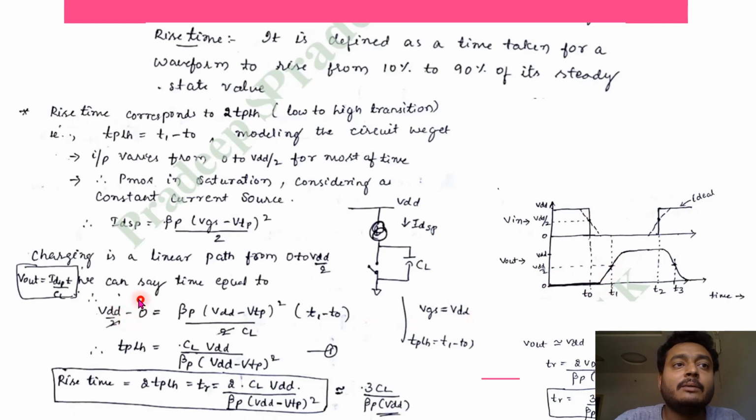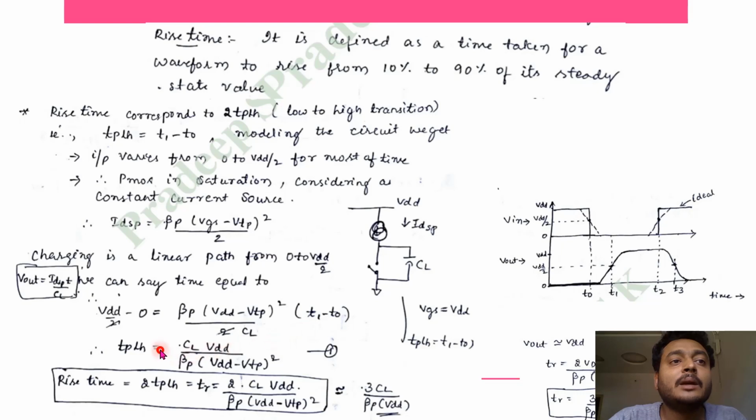That means we can take VDD by 2 minus 0 exactly equal to IDSP, which is beta P into (VDD minus VTP) whole square divided by 2, into T divided by CL. And what is T here? Time is actually T1 minus T0, from here to here. T1 minus T0 is taken for T, and this is your load capacitance CL. So VDD by 2 minus 0 gives VDD by 2, and this 2 will get cancelled. Essentially, T1 minus T0 is nothing but TP low to high.